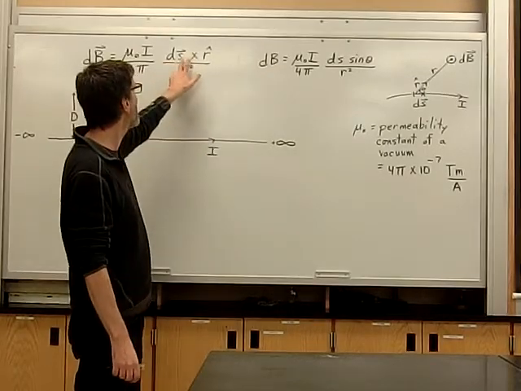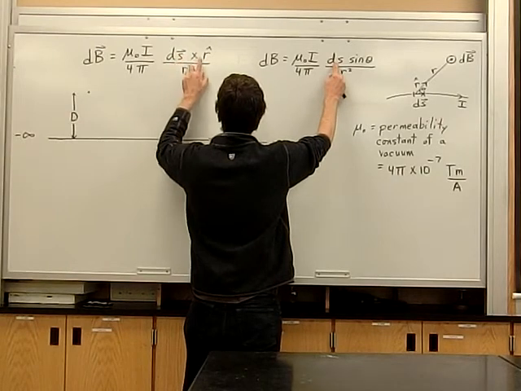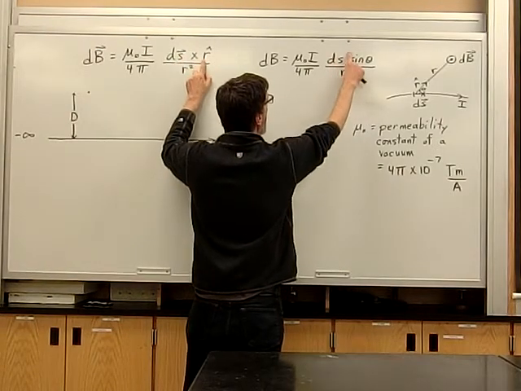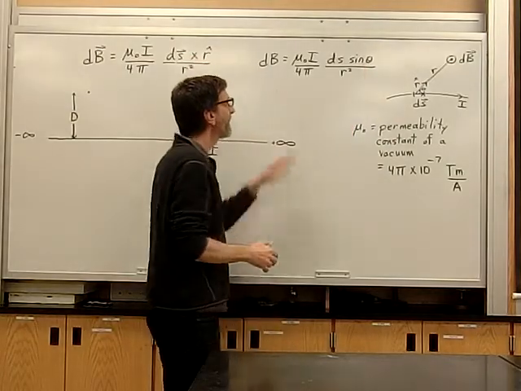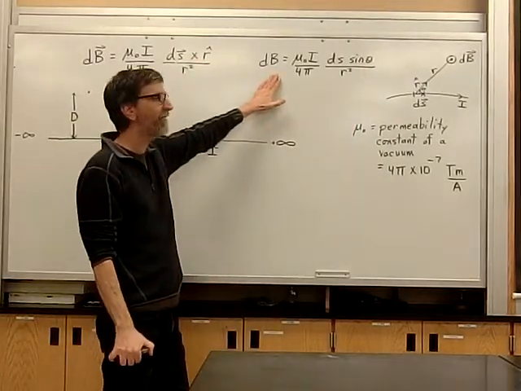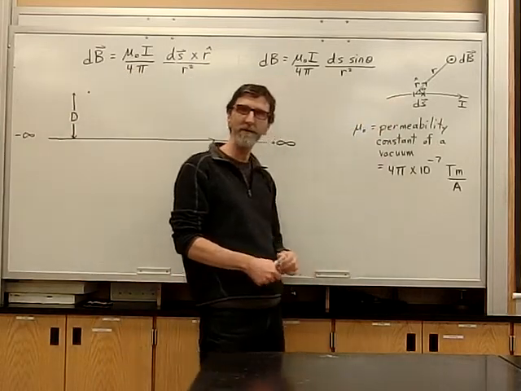To find the magnitude of a cross product, you do the length of one, so the length of ds is ds, the length of a unit vector is 1, and then the sine of the angle between them. So this is the equation you can use to find the magnetic field due to a little piece of current when you're a distance r away.